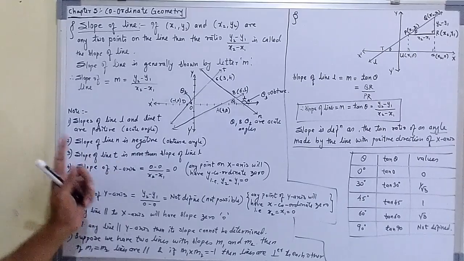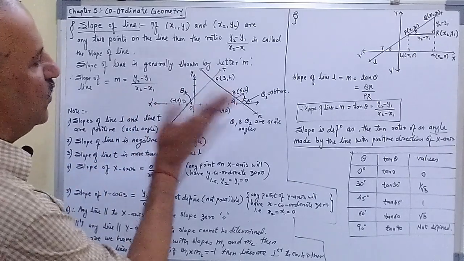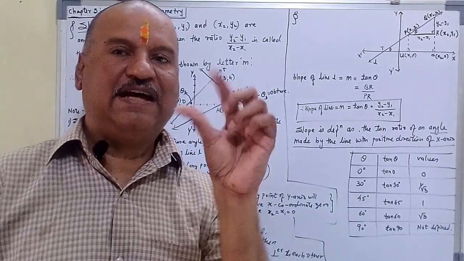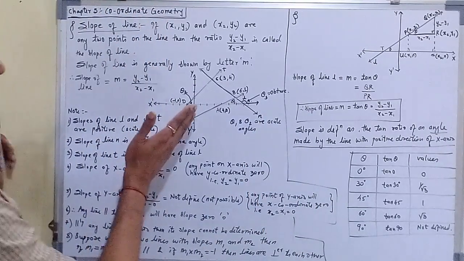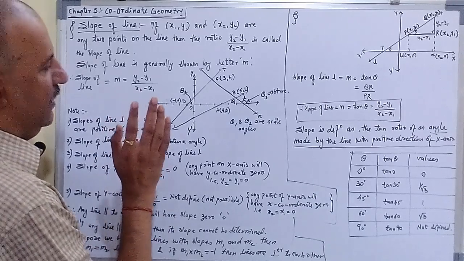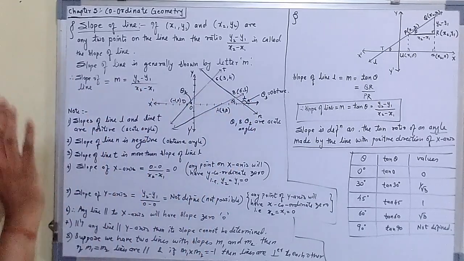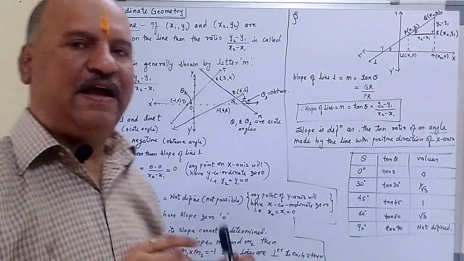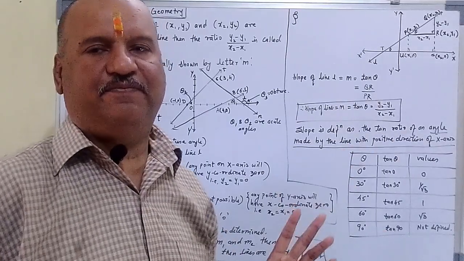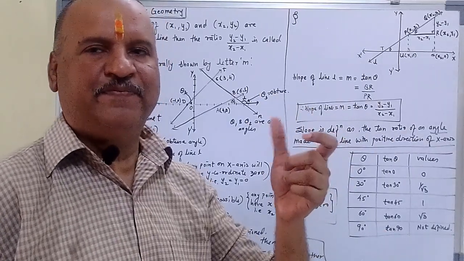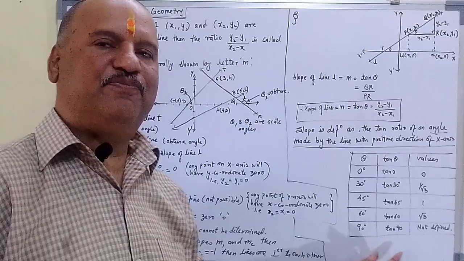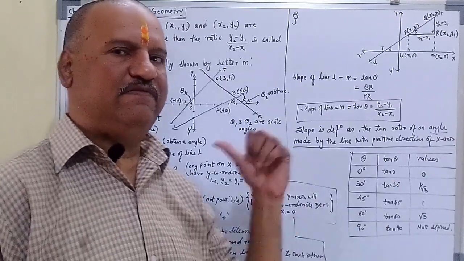Slope of line T is more than slope of line L because theta is bigger, you can see. Slope of line T is more than slope of line L. It all depends upon the angle. As the angle theta goes on increasing, the value of tan theta will also increase, till a point where after reaching 90 it is not defined. How not defined, we will see later on.